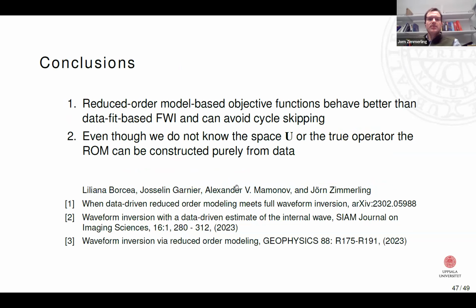And so to wrap this talk up, I would like to thank you for your attention. My conclusions are that these reduced order models can make well-behaved objective functions, and also that even though we don't know the space U and we don't know the true operator, we can still get these reduced order models from data. And here are the references that I used to make this presentation.